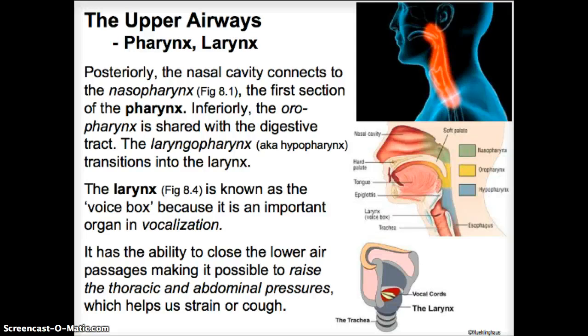The larynx has the ability to close the lower air passages and make it possible to raise the thoracic and abdominal pressure, which helps us strain or when we need to cough. So that's another function that the larynx brings to the table.